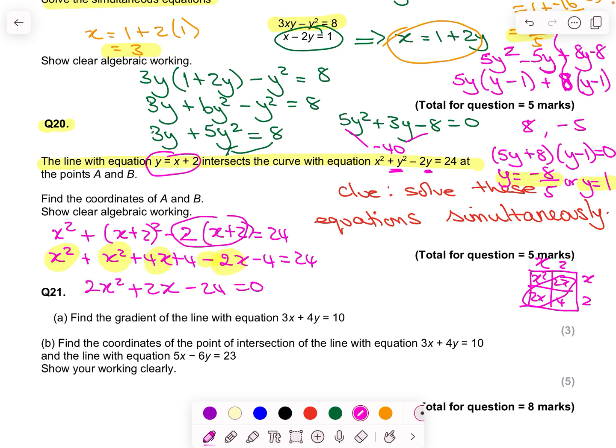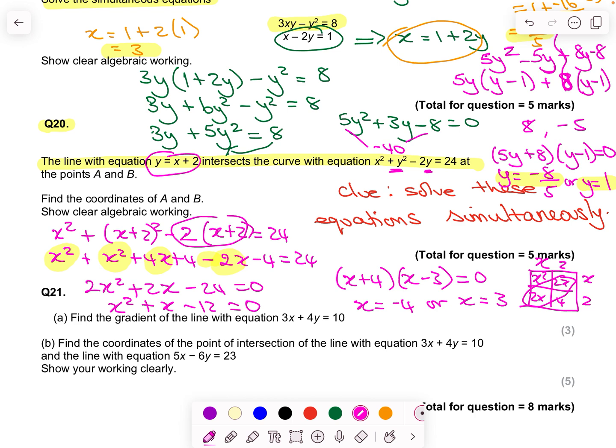Now, luckily, I can divide it all by 2. And if you can divide everything by 2, then that's fine. Then you don't need to do anything else. So you've got x squared plus x, take away 12 equals 0. And we should be able to factorise that. Let's factorise. 2 numbers that multiply to make minus 12, but add to make positive 1. So that is plus 4 and minus 3 equals 0. So my two solutions are x equals minus 4 or x equals 3.